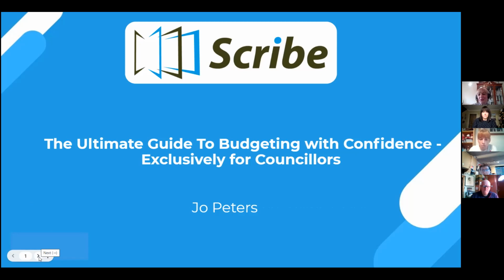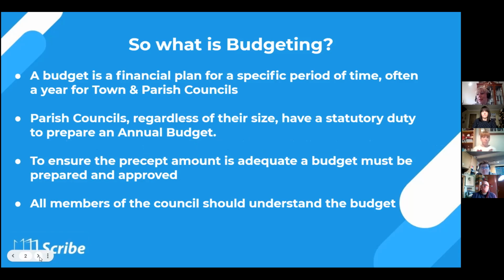I'm going to talk to you today about the budget and your role within this process. So what is budgeting? A budget is a financial plan for a period of time, usually 1 year in town and parish councils. Parish councils, regardless of their size, have a statutory duty to prepare an annual budget in order to set their precept. The precept is the proportion of the council tax bill that the town or parish council charges their local electors to meet their budget requirements.